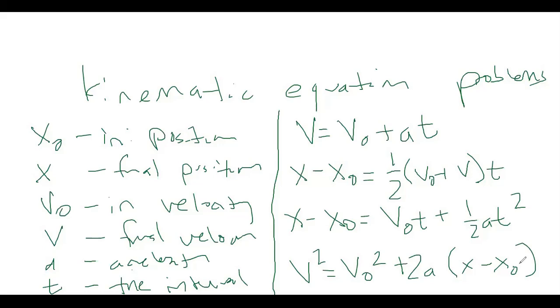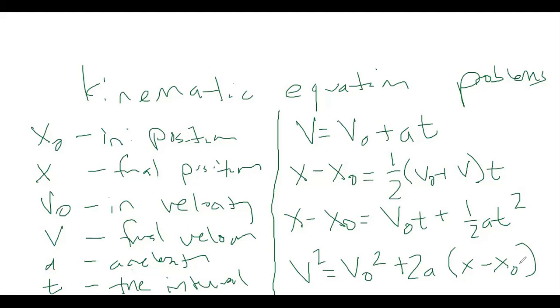So when we read through these problems, we want to pull out all 6 of those variables every time. So whenever we do these problems, we're going to start by writing those 6 variables down. And then we have to choose the correct equation that allows us to solve for the unknowns.